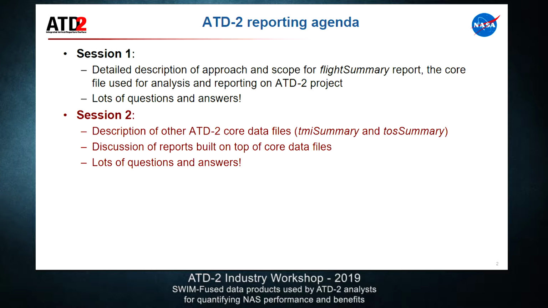So parallel to that, in this session, we're going to talk about the TMI summary and the TOS summary. The acronyms are TMI for Traffic Management Initiative and TOS for Trajectory Option Set. In the TMI summary, a row is an individual TMI, a traffic management initiative imposed by the FAA to address demand capacity imbalances. And in the TOS summary, each row is one flight's trajectory, or one flight's route in their trajectory option set.